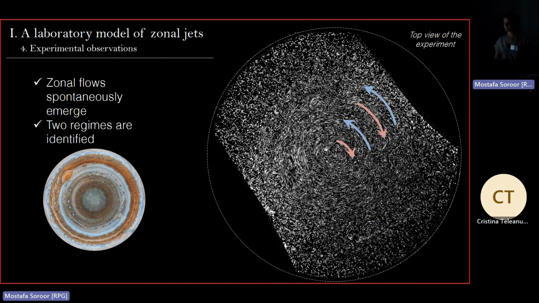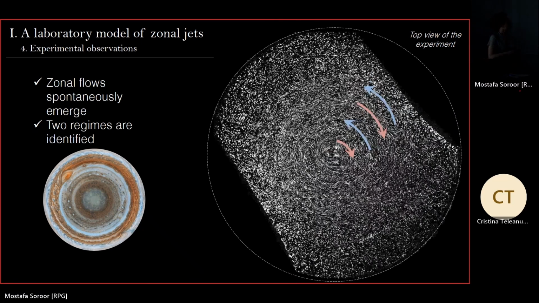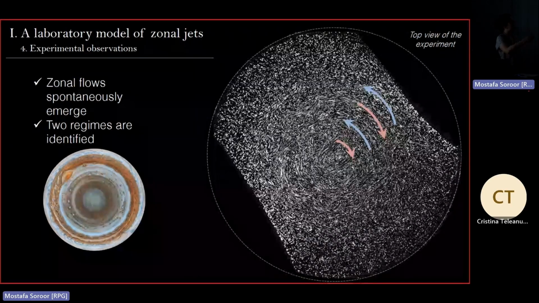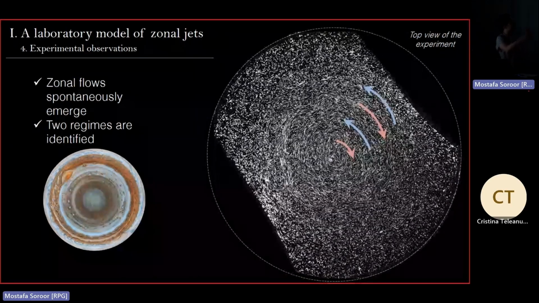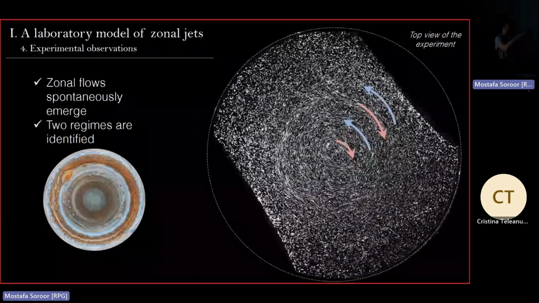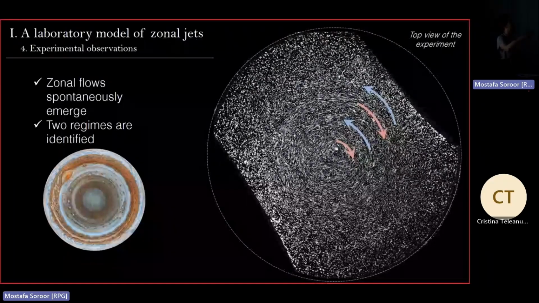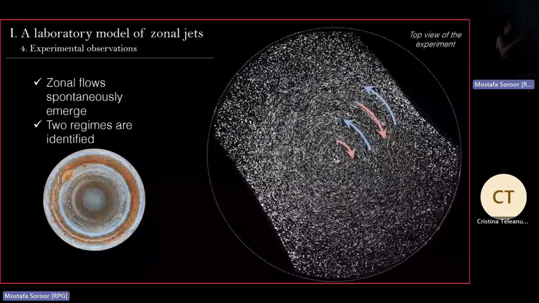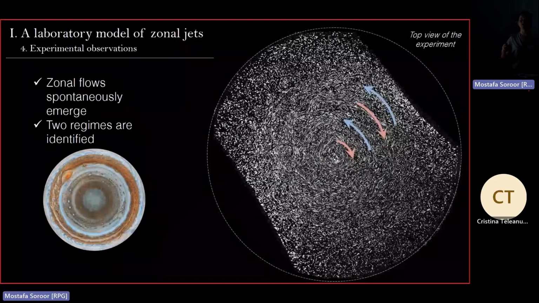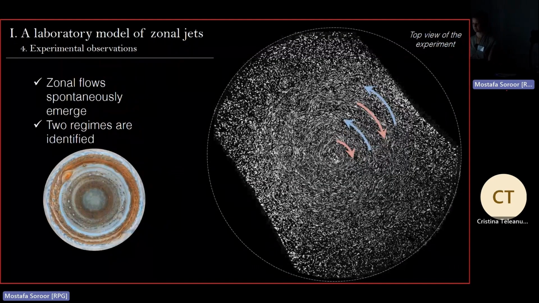Okay, so let's switch to some visualizations of results. Here I'm showing the motions of the particles as seen by the top view camera, once we have reached a quasi-steady state, so we have turned the forcing on and we have reached a quasi-steady state. It's a bit difficult to see, but you can see that some zonal motions develop in the system, going either in the clockwise or in the anti-clockwise direction. So we are able to reproduce the spontaneous formation of zonal flows in this system.